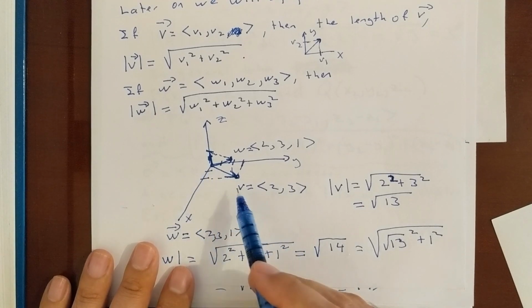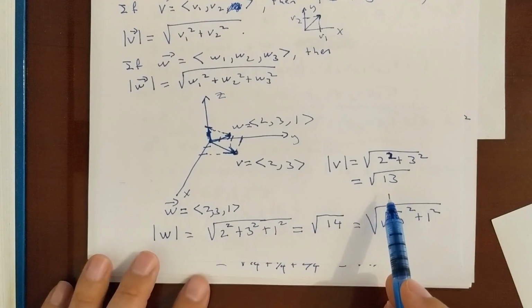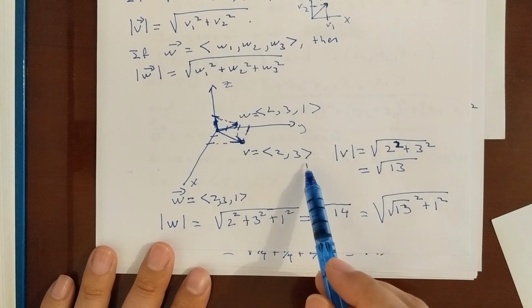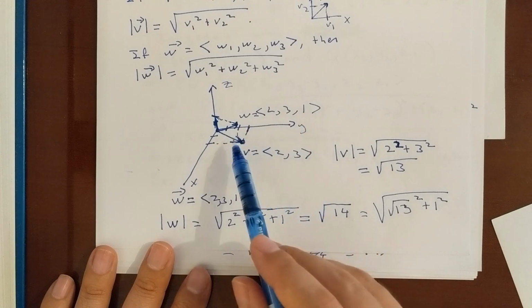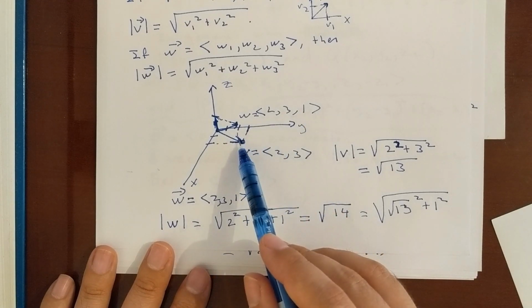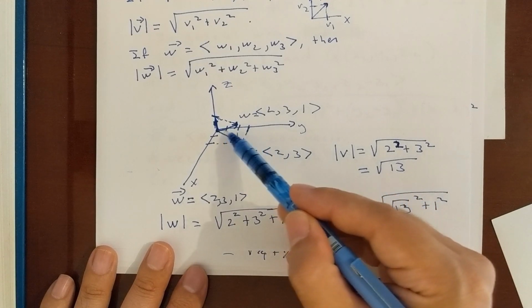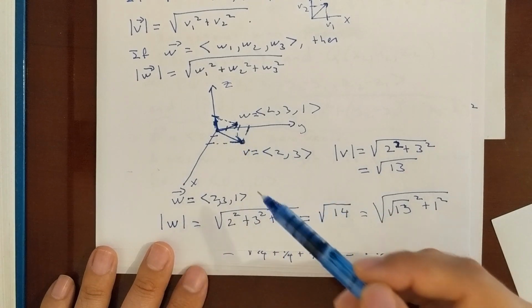Well, how would I find its length? Its length would be 2 squared plus 3 squared in the square root. That's going to be square root of 13. Now, I'm not interested in the vector 2, 3, but I'm interested originally in the length of the vector 2, 3, 1. So how would I get 1? Well, I'm just going to go 1 up from the plane, okay? So this here, I'm going to draw the arrow. This one here would be w.